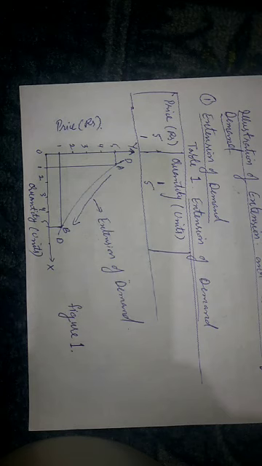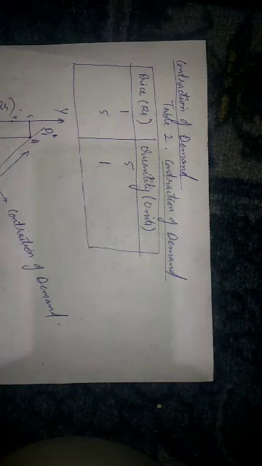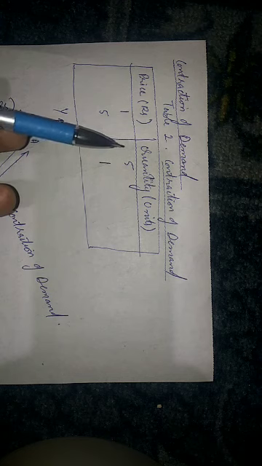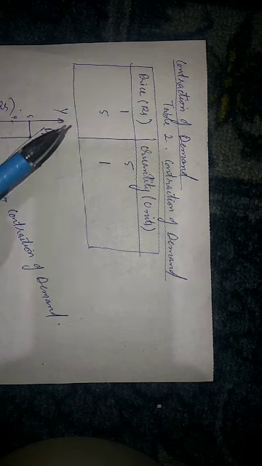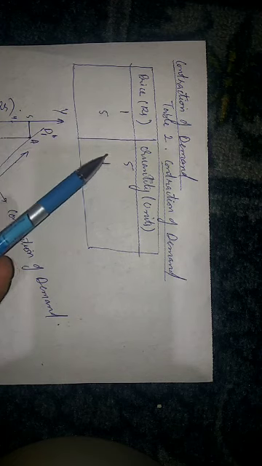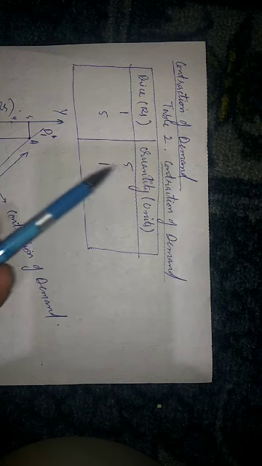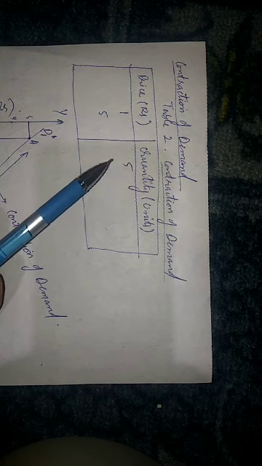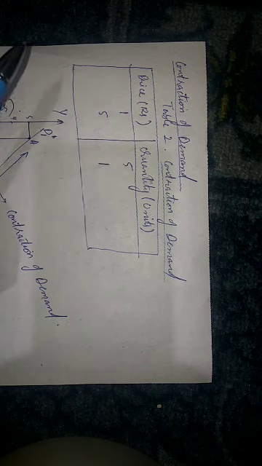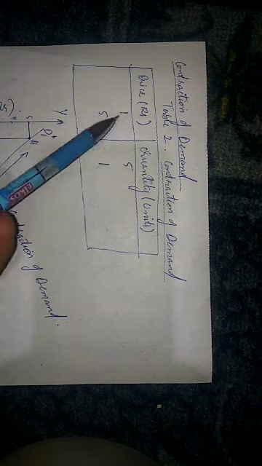Now we will study the contraction of demand. Now what is contraction of demand? You see, other things remaining the same, when with a rise in price, the quantity demanded of a commodity decreases, this is called a contraction of demand, as it's shown in this table and also in this curve.